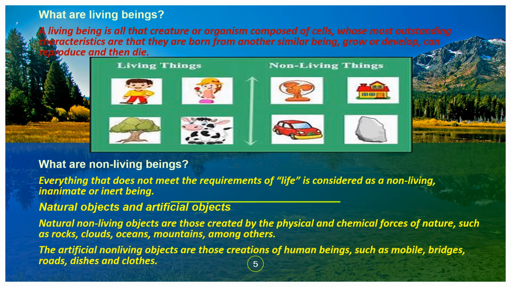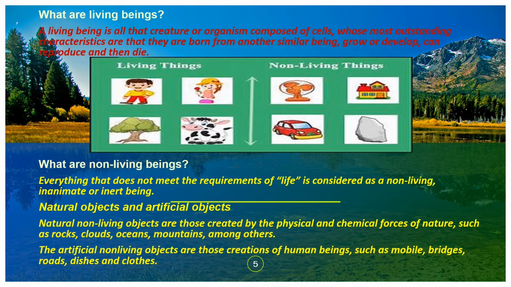Now, what are non-living beings? Everything that does not meet the requirements of life is considered a non-living, inanimate or inert being. Natural objects and artificial objects are non-living beings. Now, what are these natural non-living objects? They are created by physical and chemical forces of nature. As you see, rocks, clouds, oceans, mountains, they all are natural non-living objects. Now, the artificial non-living objects are those creations of human beings, such as mobiles, bridges, roads, dishes, and clothes.